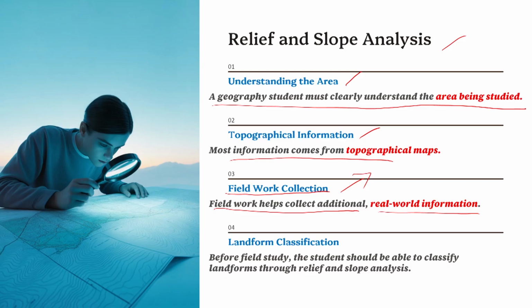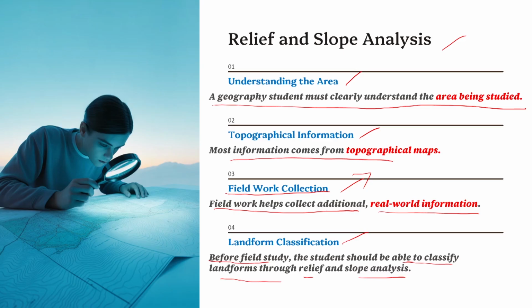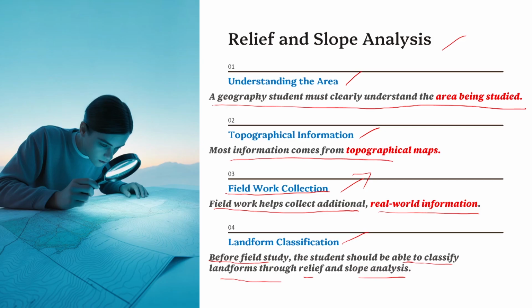So, how the changes happen, they can survey, like a pilot method, to ask somebody what that area was covered with, what is the present now. So, all of this can be collected from the field work. Then landform classification: before field study the student should be able to classify landform through relief and slope analysis. So, that landform is a plain or plateau or mountain. Either a coastal topography or mountain topography, this kind of information a cartographer must have.